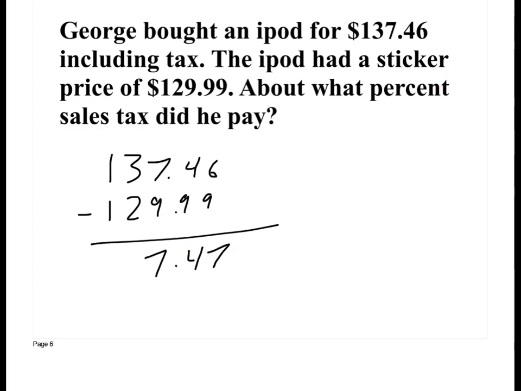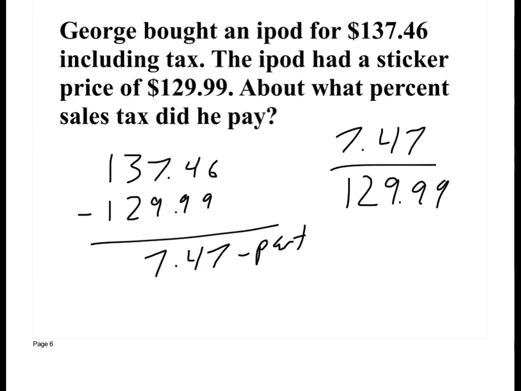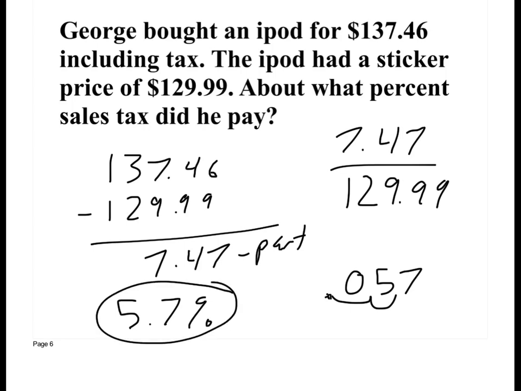It says what percent. So what I do is I take my part, because this is my part, and I would divide it by my whole. Someone raise their hand. Tell me what you think the whole is. Kyle, what do you think the whole is? The 137.46? No. Okay, that's the sticker price plus the tax. So I want to figure out 7.47 is what percent of 129.99. So I divide 7.47 by 129.99. When I do that, I get 0.057. Now that's a decimal. I have to change it to a percentage, so I move the decimal place 2 places. He paid 5.7% sales tax. Here's your homework assignment.